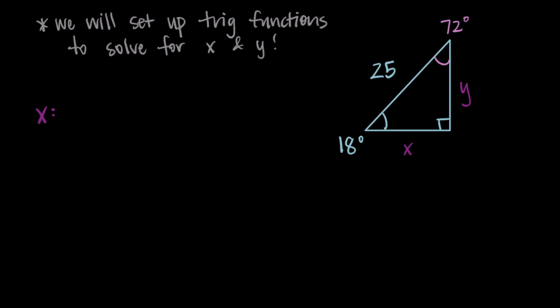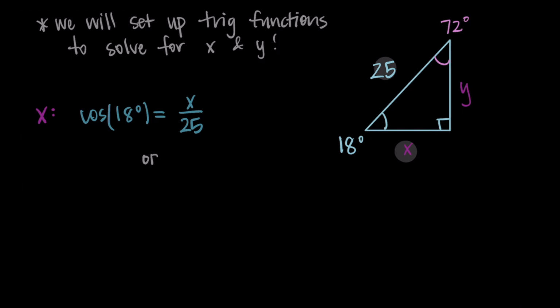I want to set up a trig function that somehow involves x. Starting at 18 degrees, I see that x is the adjacent side, and I know that cosine is adjacent over hypotenuse. So I can say that cosine of 18 degrees equals x, the adjacent side, over 25, the hypotenuse. And this just has one unknown in it, and it's the side length I'm trying to find.